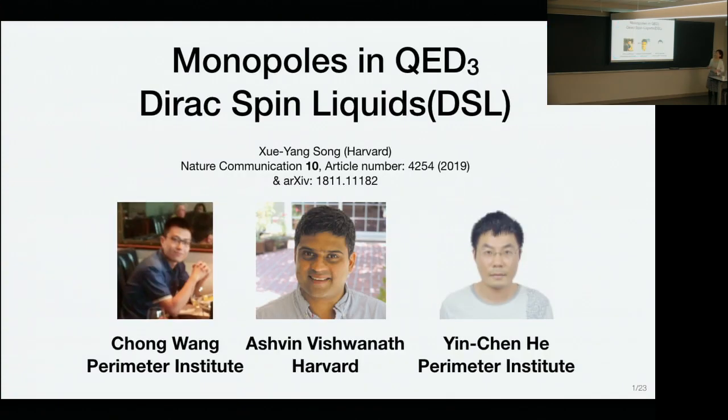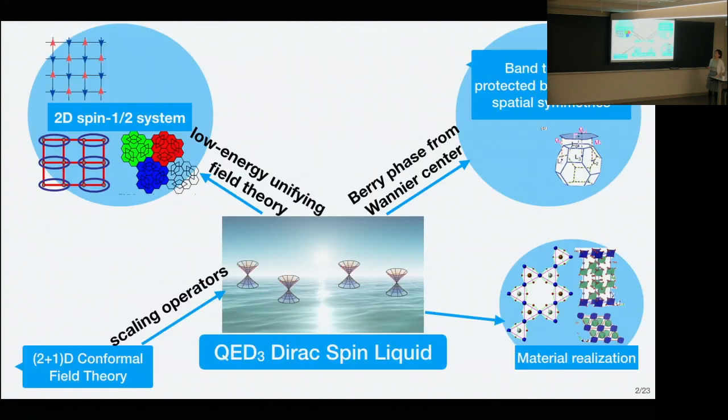The first part of the talk mainly concerns the first paper, namely the consequence of this monopole quantum number. And the second part will consider the methodology of how to calculate the monopole quantum number. So this is a high-level summary of the implications of the work.